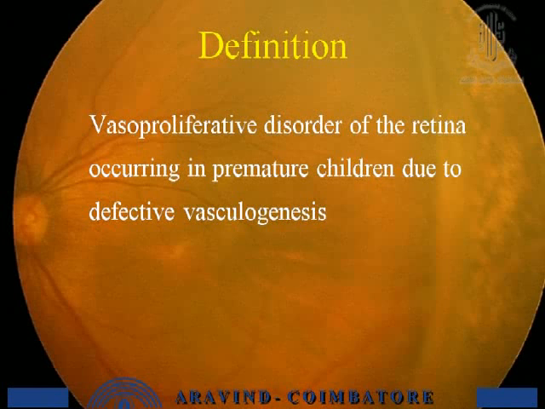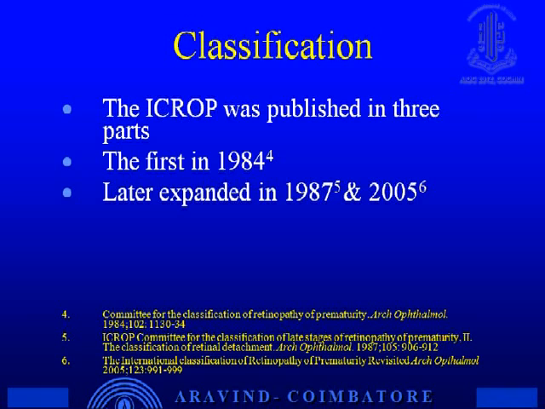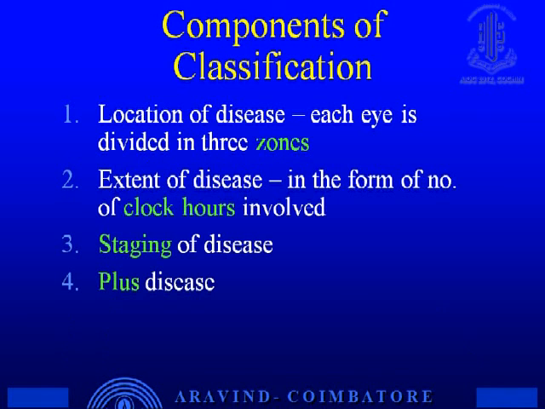We all know that ROP is a vasoproliferative disorder of the retina, which occurs in premature children due to a defective vasculogenesis. Coming to the classification, the international classification on ROP was published in 3 parts. The first one was in 1984, and later it was expanded in 1987, and it was revisited in 2005. There are various components in this classification.